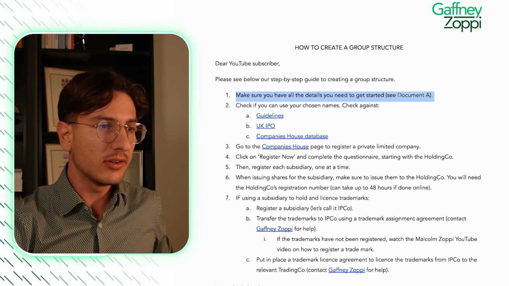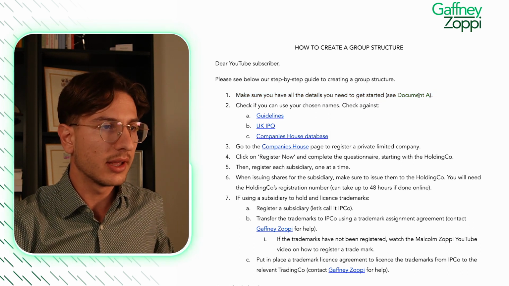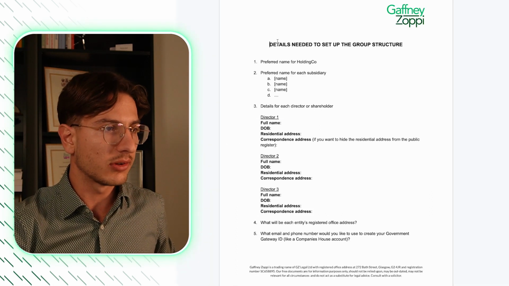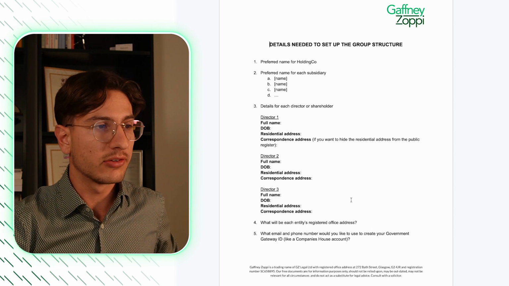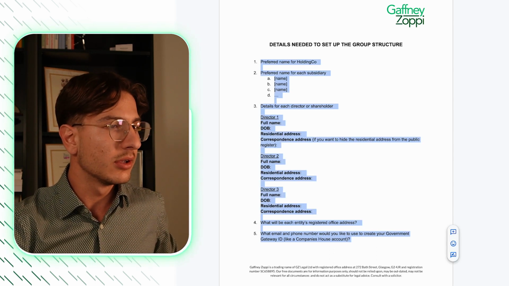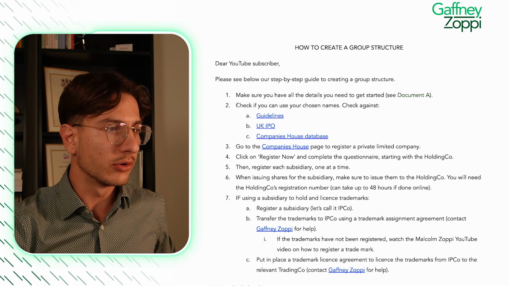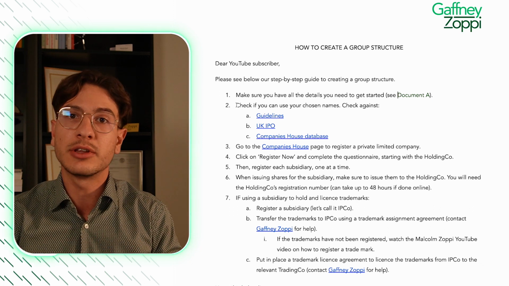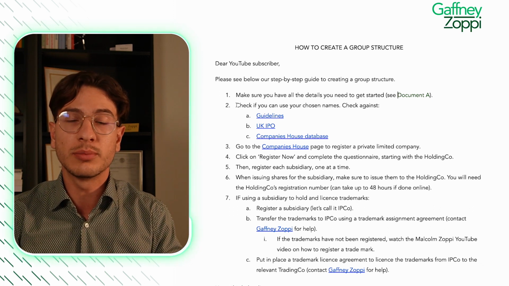To make this as easy as possible, I've created document A, again linked in the description below. And this is what it looks like. There are just 5 main questions for you to at least get started. Once you have this information, we can move on to step number 2, which is to check that your chosen name for each of the companies that you want to set up is actually suitable for use.